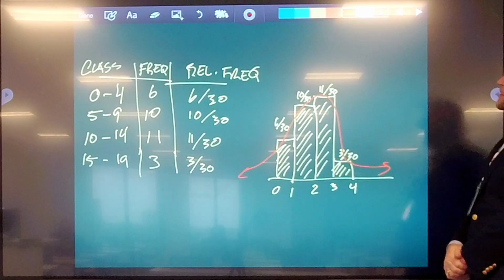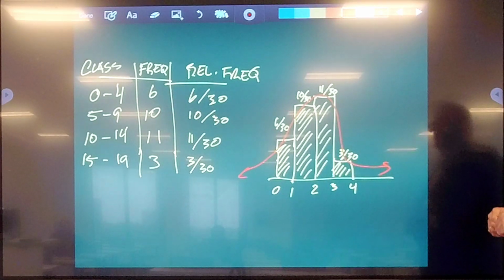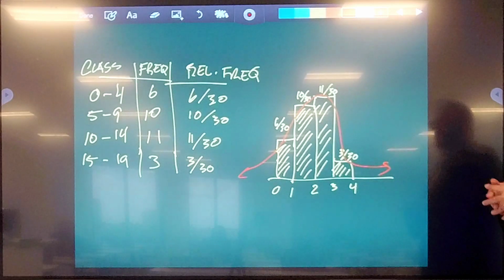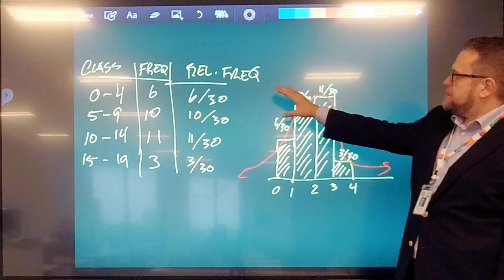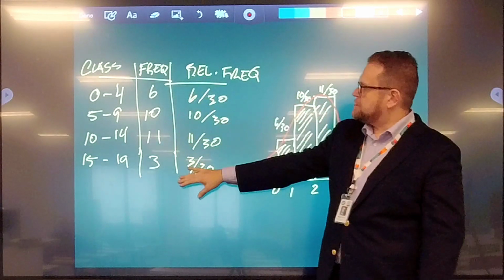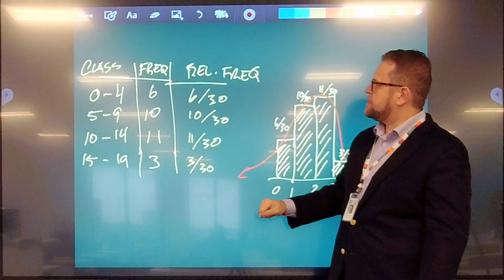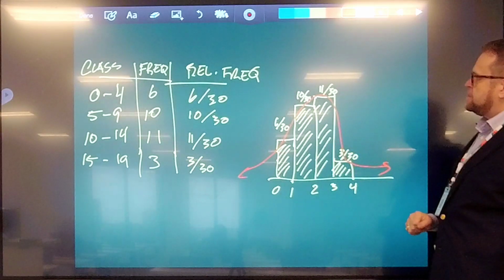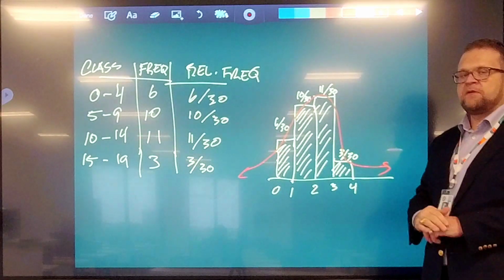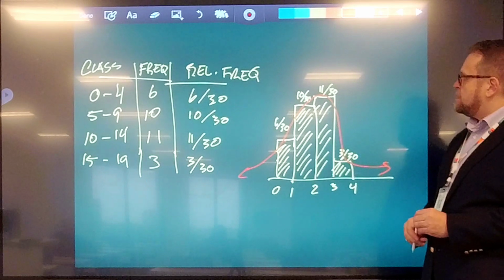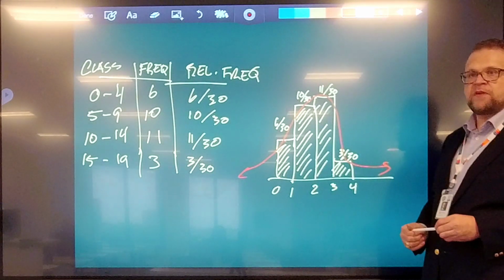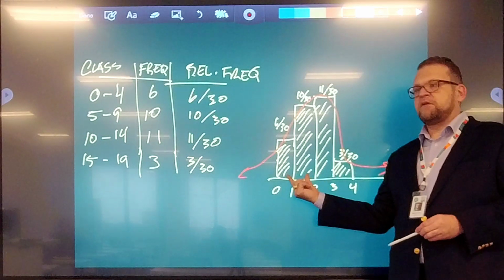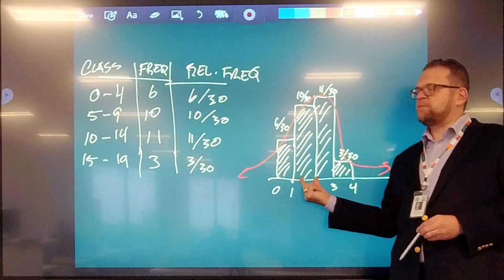Looking at this histogram, we can ask questions like, what is the probability that someone from our 30-person sample has a commute time less than 10 minutes? Less than 10 minutes: 16 over 30, because it's both of these. These people are less than 10, and so are these people.